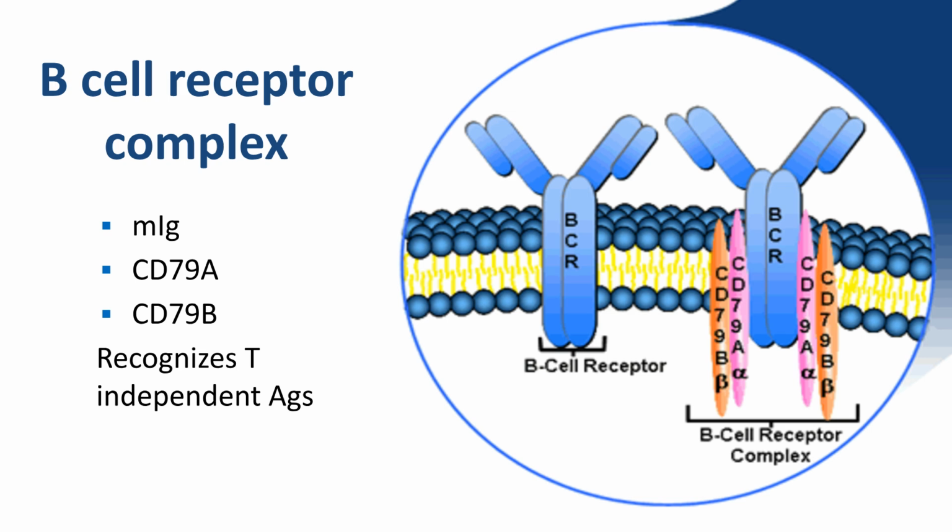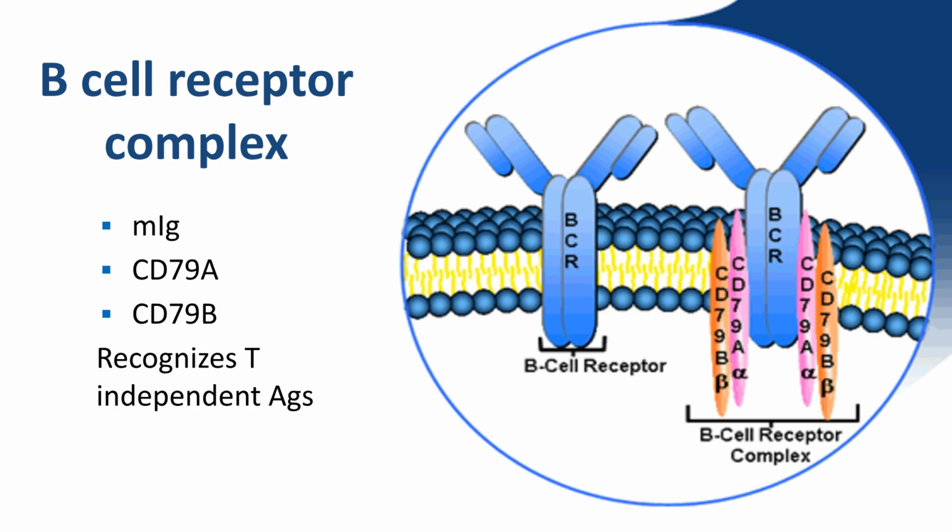The MIG consists of 2 heavy chains and 2 light chains, forming the characteristic Y-shaped structure with 2 identical antigen-binding sites. However, the MIG cytoplasmic tails are too short to transduce signals effectively. Therefore, the BCR includes associated signaling molecules, CD79A.